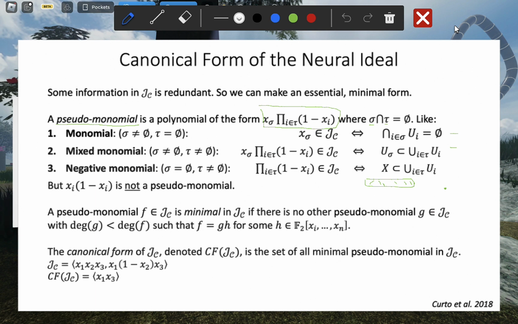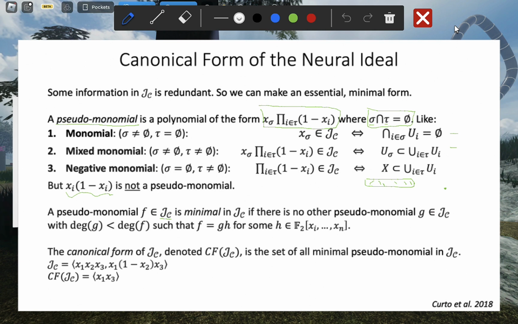But notice that because of this condition here, this intersection condition being empty between sigma and tau, we don't get this example that Dan mentioned earlier, like what if I have xj times 1 minus xj or something like that. That's not a pseudo-monomial. And so we construct the canonical form of this thing, J sub c.